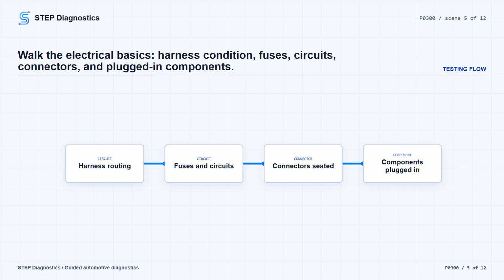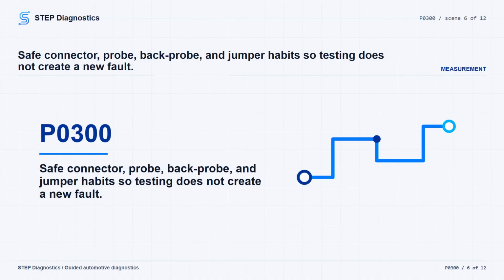Do not force test leads into connectors, and only back probe when the circuit has to be tested under real operating conditions. Back probing is not the right choice for a single voltage presence check or for ohmmeter continuity testing, because a bad probe contact can look like a real fault. If jumper wires are needed, use fuse jumpers.